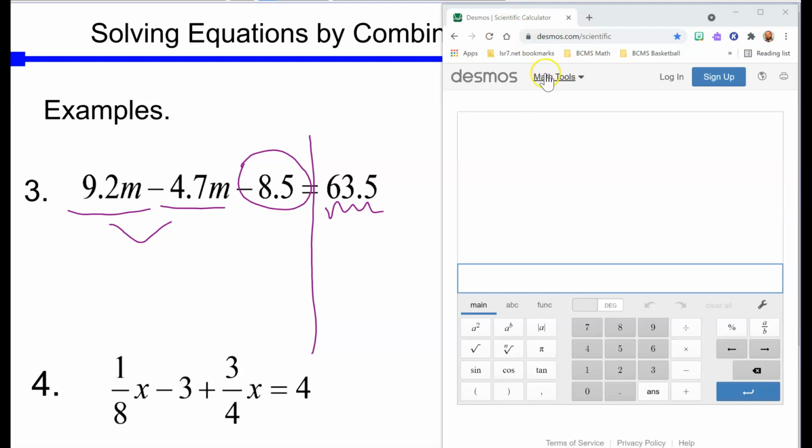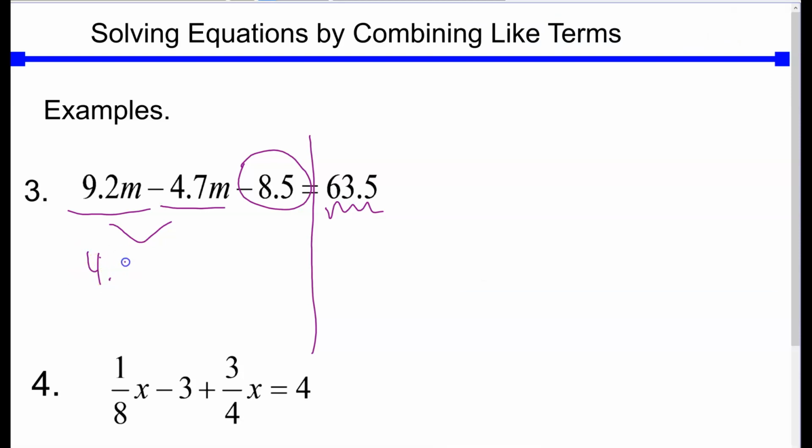I'll put the link for this in Schoology today if you guys need it. Or you can use your handheld calculator. But as I look at this, if I do 9 2/10, and it's actually minus 4 7/10, I'm going to get 4.5 m. So 4.5 m is what I get when I subtract those two, minus my 8.5, and that's equal to the 63 5/10.